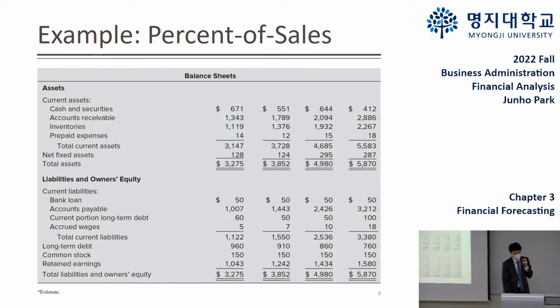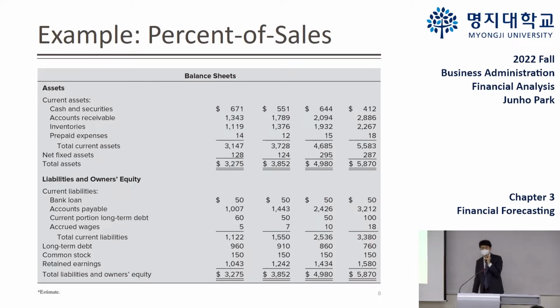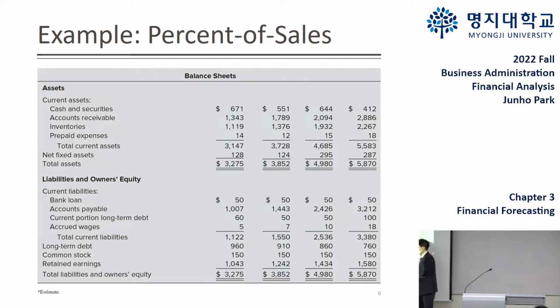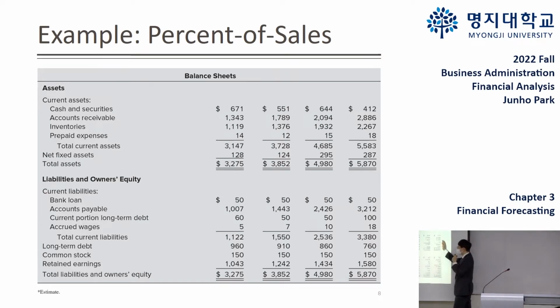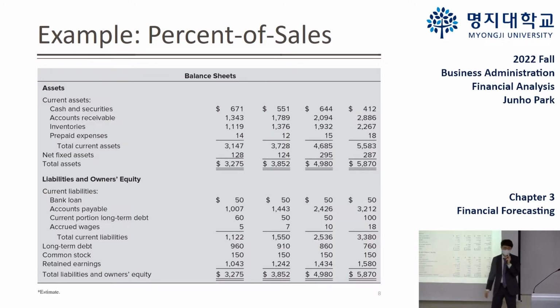And anyway, these prepaid expenses are not that related to your sales, but for many reasons it can happen. So we are just going to make an assumption that prepaid expenses will be very similar to the historical level. If I look at those historical levels, prepaid expenses have been 14, 12, 15, and 18. So it was between 10 and 20. So I'm just going to assume that in the next year, prepaid expense will be 20.